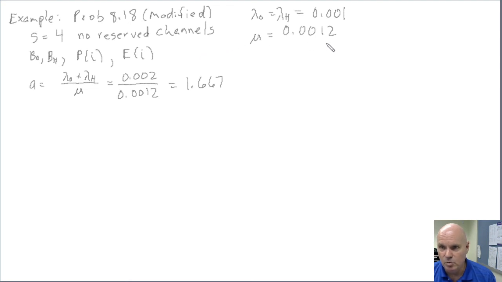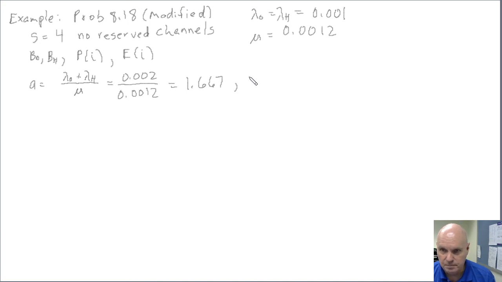With the value of mu given in the homework problem of 0.0003, that condition is not met. So you can still go through the formulas and crank out numbers, but they're essentially meaningless. So that's why I changed the value of mu here.